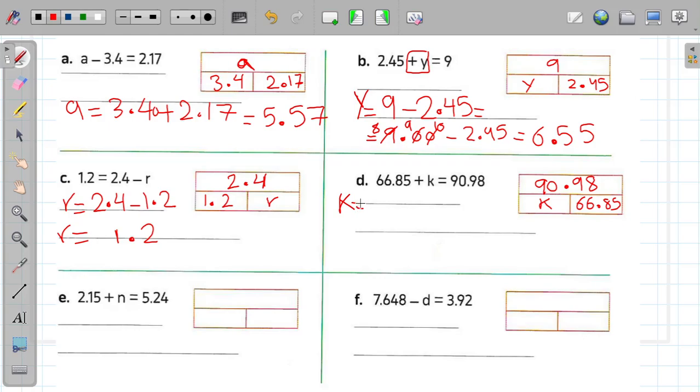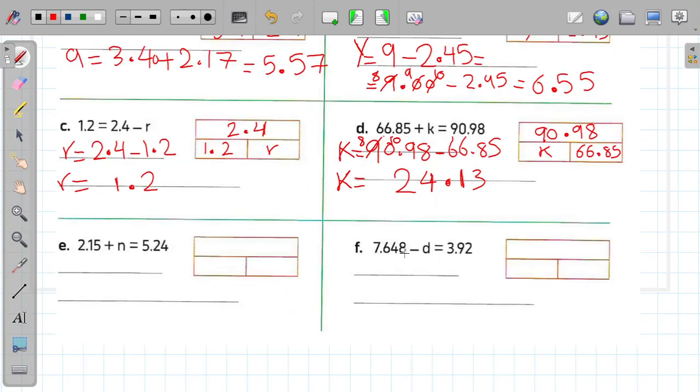So k equals the big number first, 90.98, minus the small number, 66.85, and I will subtract the two numbers. 8 minus 5 equals 3, 9 minus 8 equals 1, and 90 minus 66, or maybe we will take it step by step. So it will be 0 minus 6, it can't be, so I will borrow from 9 which becomes 8 and 0 becomes 10. 10 minus 6 equals 4 and 8 minus 6 equals 2. So the value of k is 24.13 or 24 and 13 hundredths.